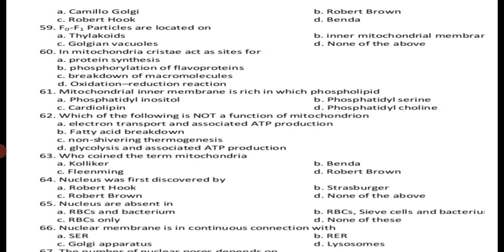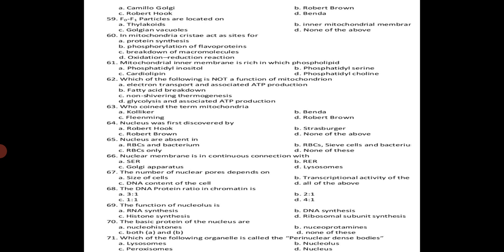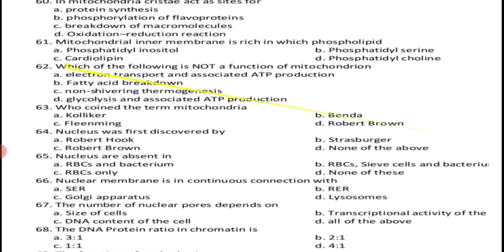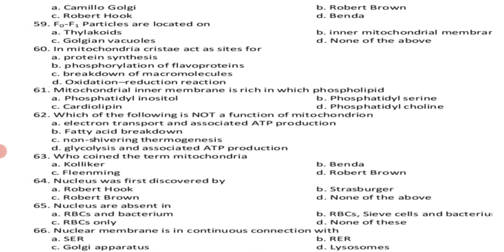Option A is the correct answer for question number 58. The term Golgi apparatus was coined by Camillo Golgi. Then moving to the next question, question number 59. F0 and F1 particles are located on.